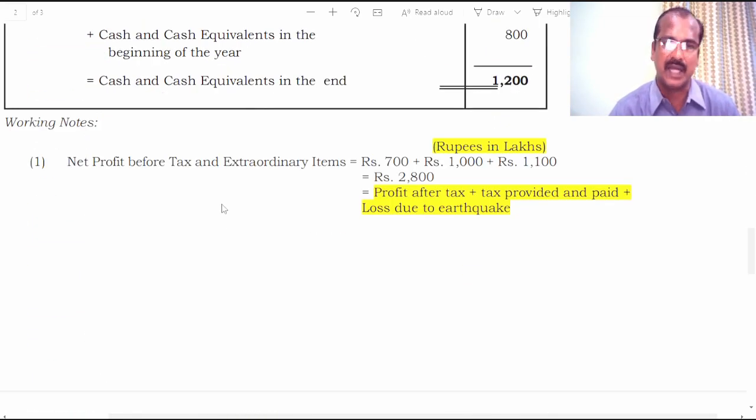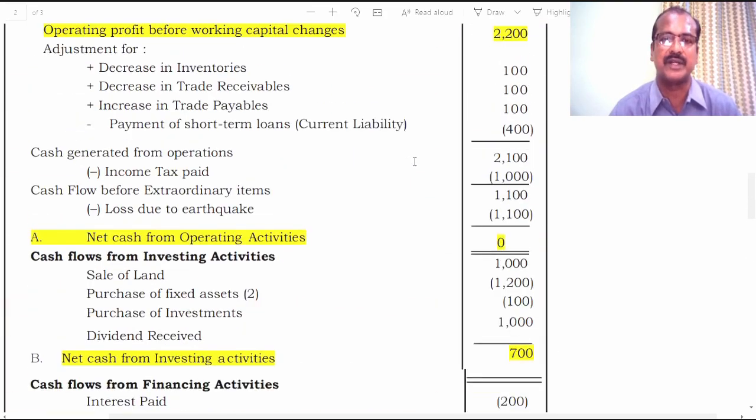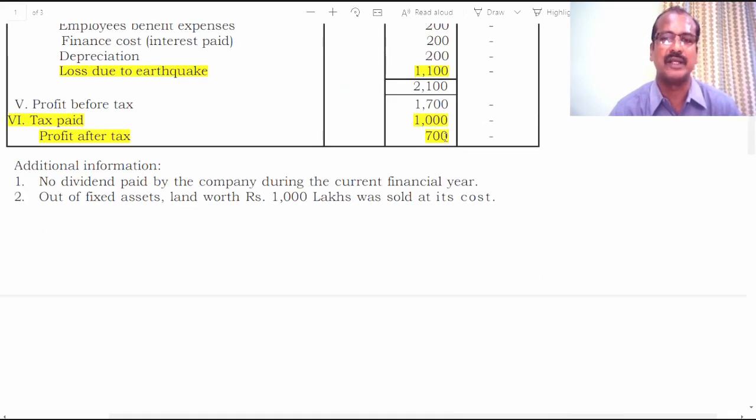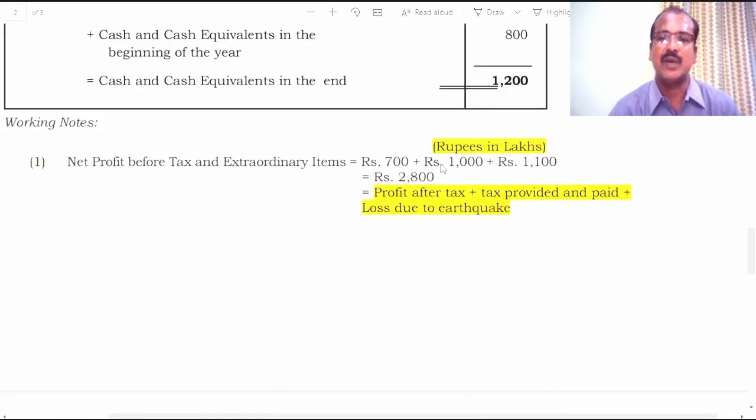First, we will find out how net profit before tax and extraordinary items are calculated. 700 lakhs of rupees is the profit after tax according to statement of profit or loss in the problem. Please have a look at it. See, this is what. With that, they have added the tax provided and paid amounted 1000 lakhs. With that, they have also added 1100 lakhs, which is nothing but the loss due to earthquake, which is an extraordinary item. And finally, they have calculated 2800 lakh rupees as net profit before tax and extraordinary items. This is number 1 working.